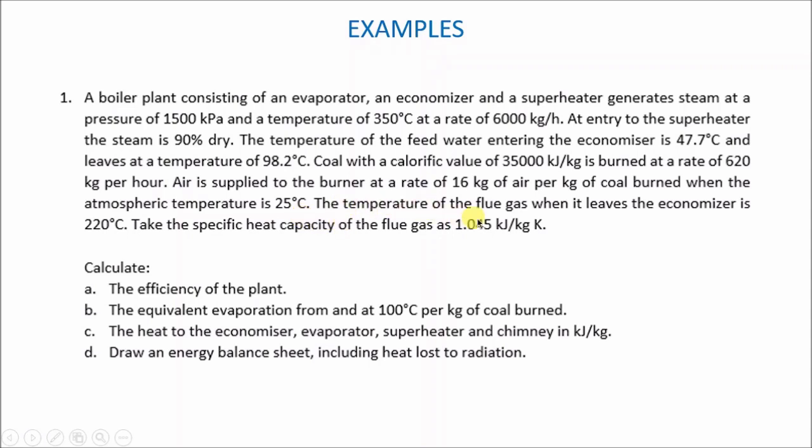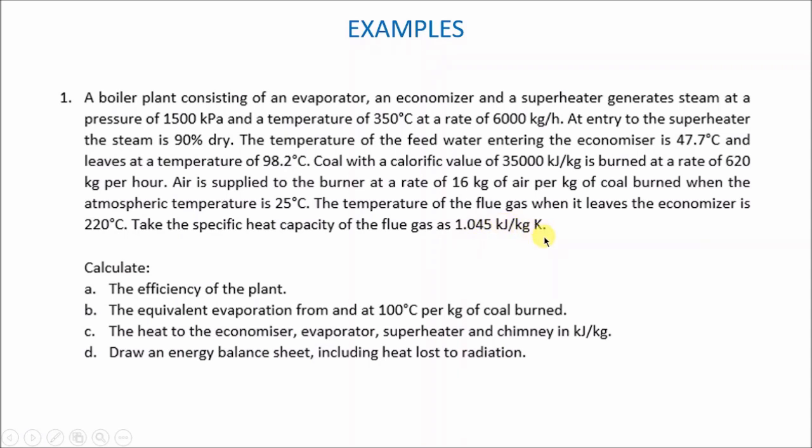And then the temperature of the flue gas when it leaves the economizer. Remember the flow of the flue gas. When the flue gas leaves the economizer, it's just about to get into the air heater. But if you do not have an air heater, then it's about to get into the chimney. Okay, so you are told that the temperature of the flue gas when it leaves the economizer is 220 degrees. And you are told to take the specific heat capacity of the flue gas as 1.045 kilojoules per kg Kelvin.